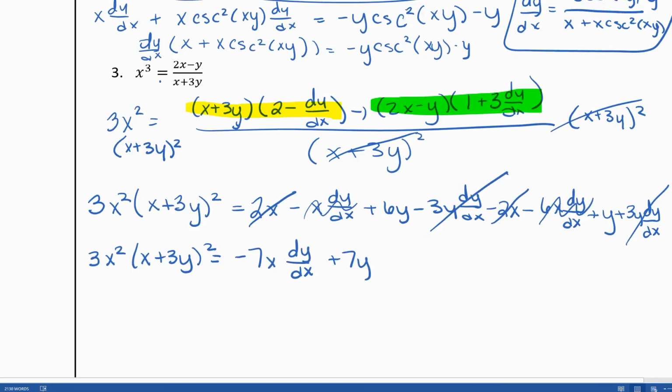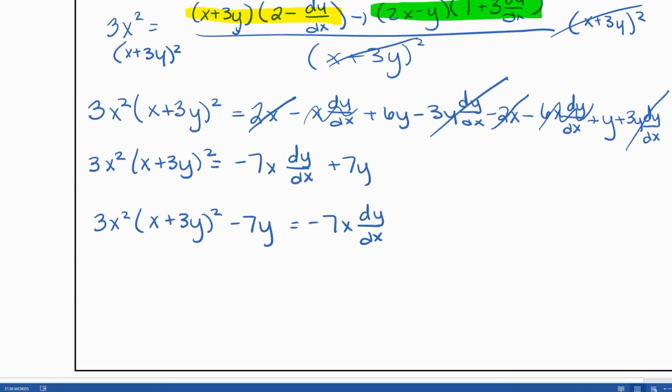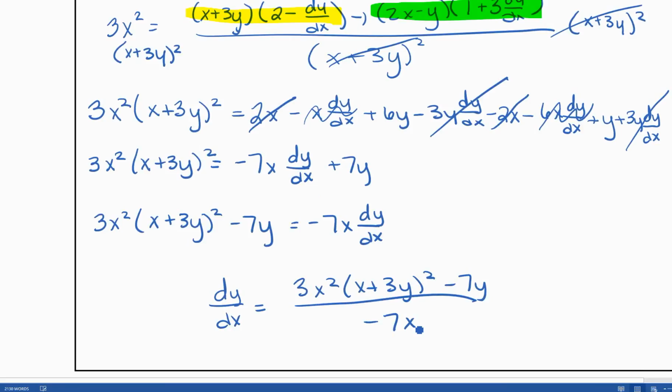So now you'll see it's not too bad. We're going to subtract 7y from both sides. So 3x squared times (x plus 3y) squared minus 7y. And our last step, we just need to divide both sides by a negative 7x. So our final answer will have dy/dx equals 3x squared (x plus 3y) squared minus 7y, all over negative 7x.